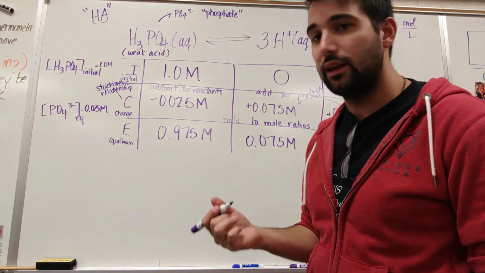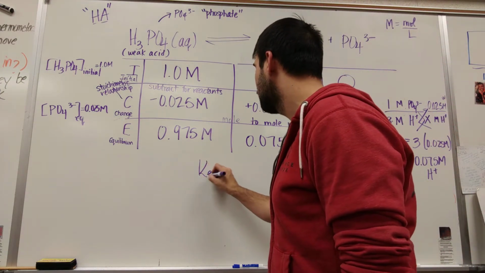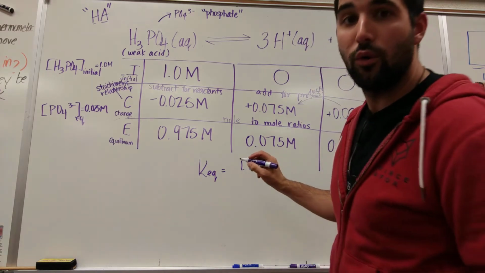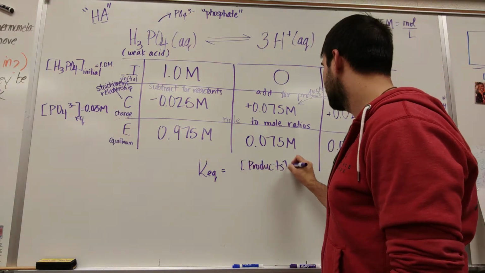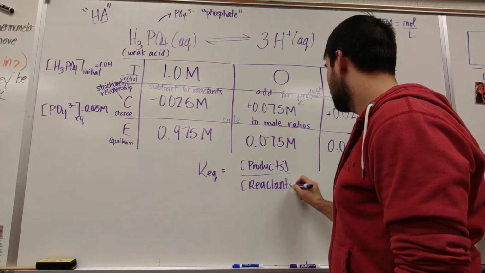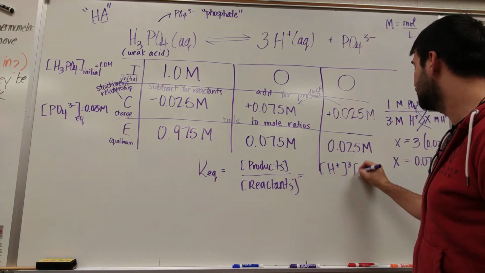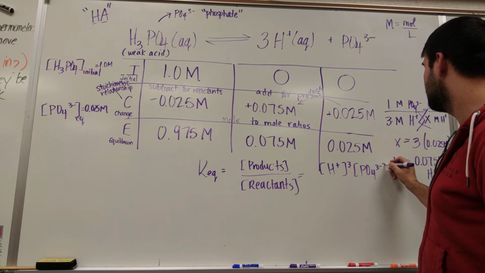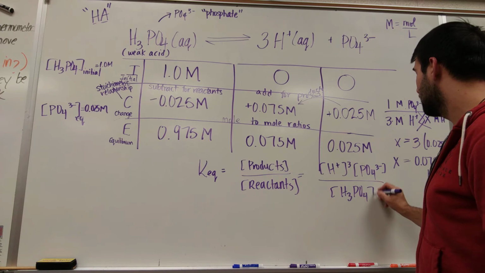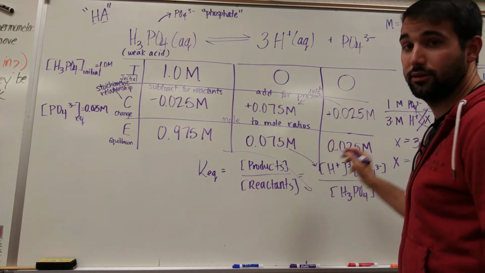And then finally, where we're going to see these calculations is if I want to calculate Keq. Remember, Keq is the concentration of products over the concentration of reactants. So I would just put my expression of H+ cubed times PO4 3- all over the concentration of H3PO4. If I plug in these numbers, I'll get my answer.